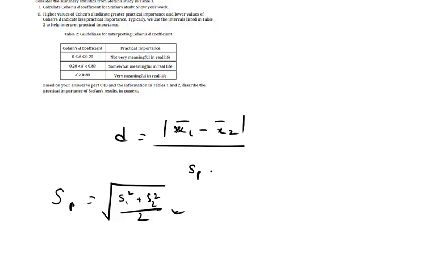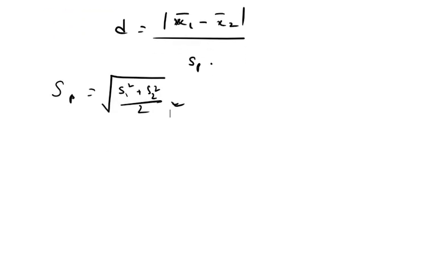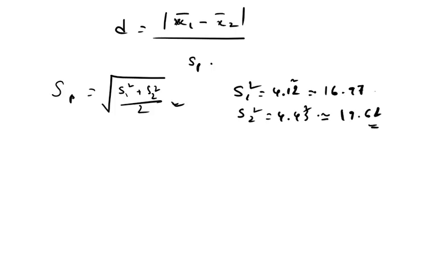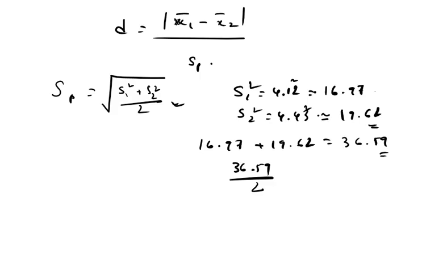Now let's compute Sp. We have S1 is 4.12, S2 is 4.43. Square both. 4.12 square will be 16.97, and 4.43 square will be 19.62. Add them: 16.97 plus 19.62 is 36.59, and divided by 2, 36.59 by 2 is 18.295.